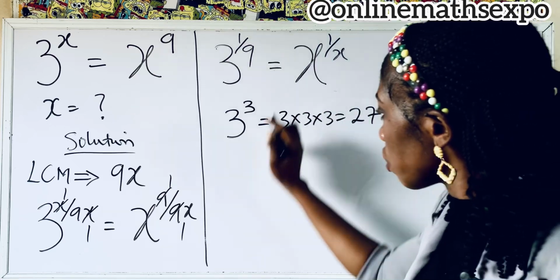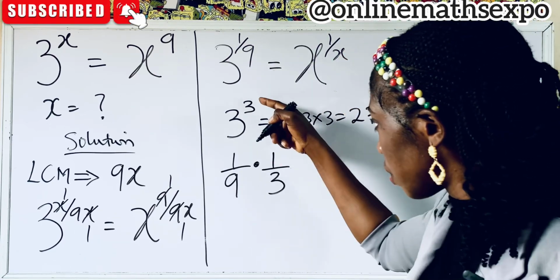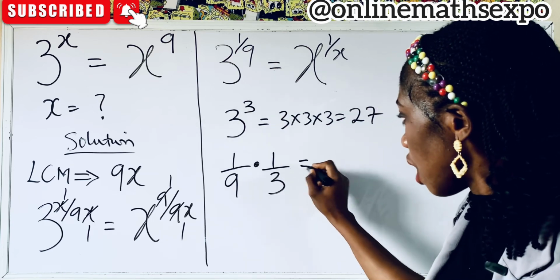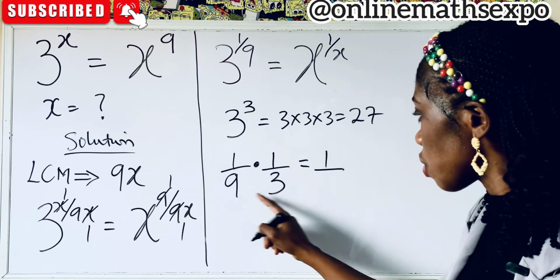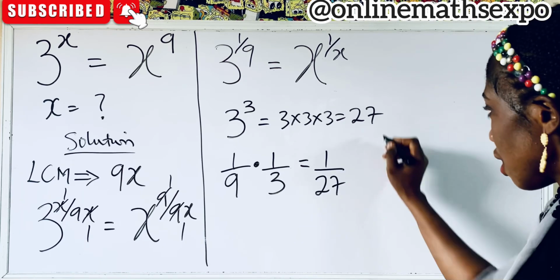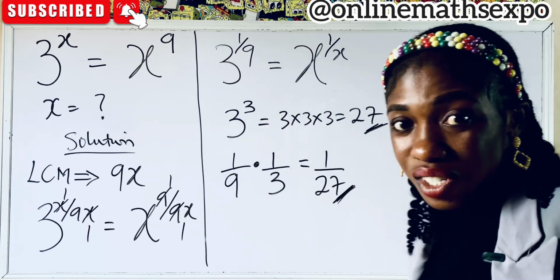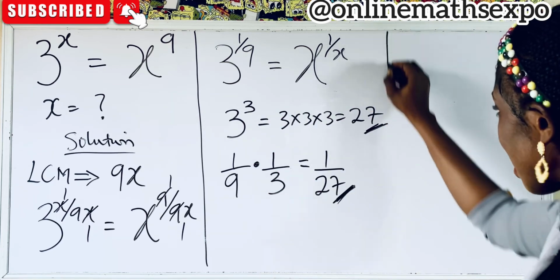Now for this power, we can have 1 over 9 multiplied by 1 over the same 3 we used here. 1 multiplies 1 is 1. This multiplies will give us 27. What did you observe? This is the base. This is the denominator of this power. So you see, we are now in order. So in that case, what do you do?